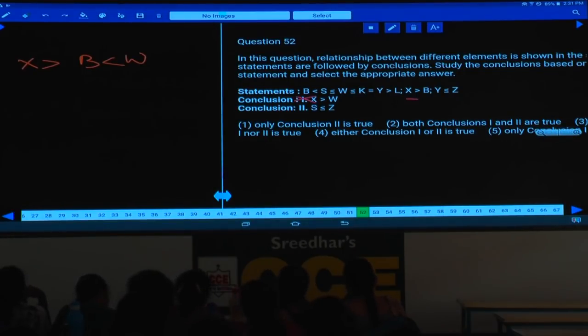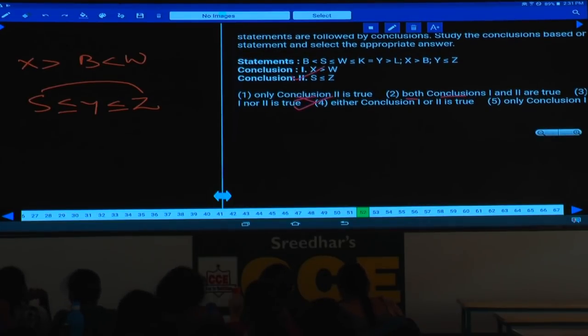Then coming to the second conclusion, S and Z. Now between S and Y, S lesser than or equals to Y, and again Y lesser than or equals to Z. Between S and Z, lesser than or equals to, Y is definitely common between these two. Hence S lesser than or equals to Z, definitely true, that is given in choice. Only conclusion 2 follows. Tell me what is the answer here? Choice 1 is the answer.